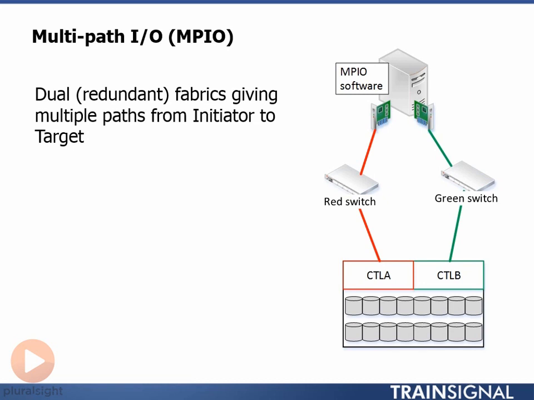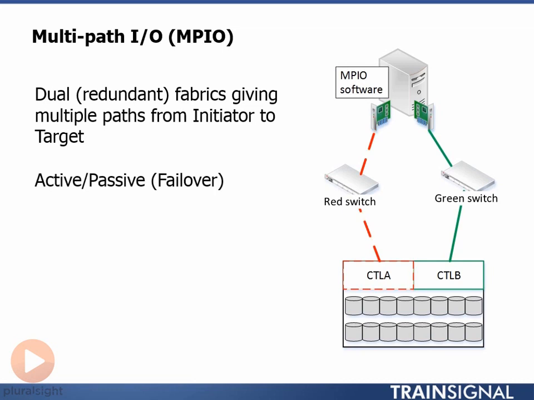Now then, these multiple paths can operate either as failover only in an active-passive mode, or as true active-active using algorithms such as round robin. Let's take a look first at active-passive or failover only. In this modus operandi, all I/O from the host to the storage occurs over only one of the two paths. In our diagram, this is the green path. The red path is passive, and it'll only be used if the green path fails.